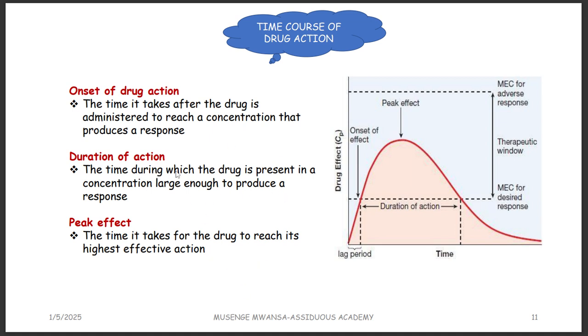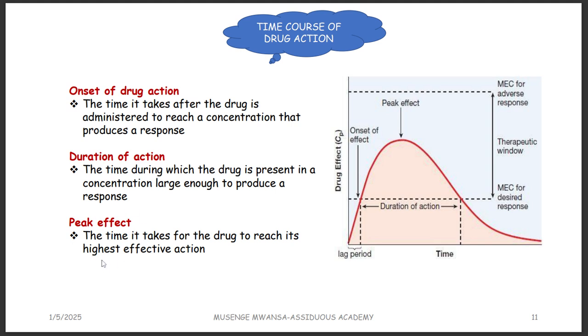Duration of action is how long the drug is present in a concentration large enough to produce a response. Let's say, for example, this drug, it will start working, and when it starts working, you can feel the effect of this drug for, let's say, 6 hours. That is the duration of action. So in that 6 hours, it will be able to protect you, it will be able to make you feel better. When the concentration drops, you will start feeling bad again. That's the duration of action.